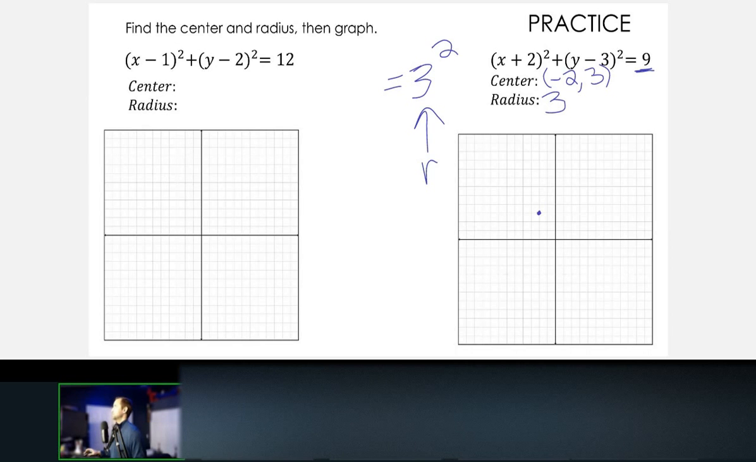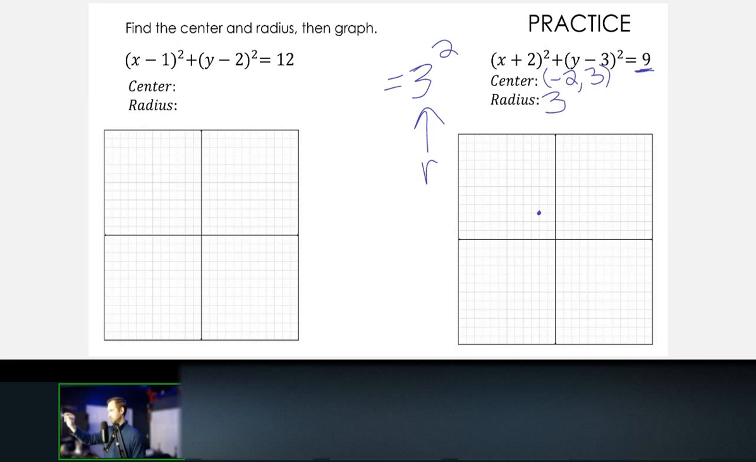And then we have a radius of 3. So from that point, now this is important, even though a lot of you are like, well, no kidding, that's how you graph a circle. We did this in geometry. I'm going to do it again. From that center, we want to go up 3, down 3, left 3, and right 3. So I'm going to do that.